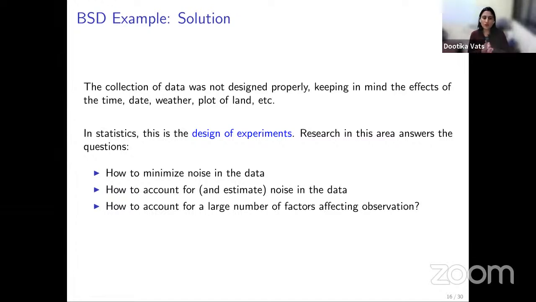Then finally, how to account for the large number of factors affecting the observation. Because I did not measure the temperature and the cloudiness on those days, I had no way of accounting for them later on in my study because these things were not measured. So unless I measure something, I cannot account for it later on. So this means that to account for things later on, I need to be able to measure them. Okay? So these are all questions that are asked in design of experiments.